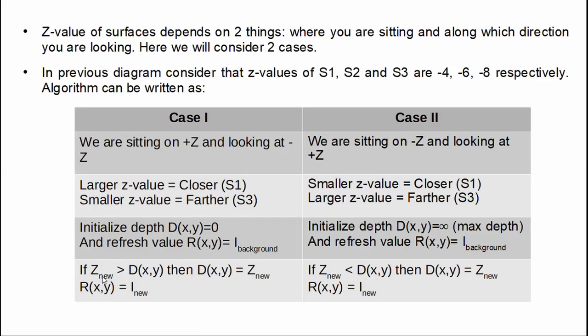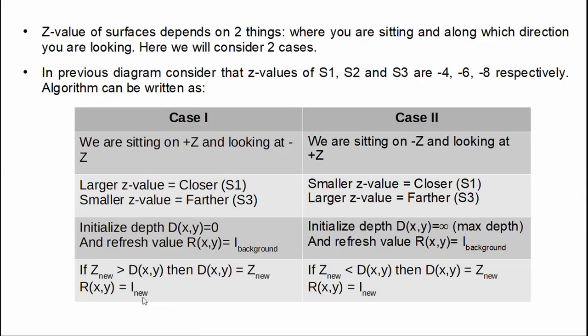This is the depth of the second surface, or the first surface that we are taking. Okay. We will check whether the depth of this first surface is greater than this depth. Then what are we going to do? We will store this greater depth into this value. Dxy will now be Z new, and the corresponding intensity of this xy, or the new surface's intensity, will be stored into the refresh buffer.